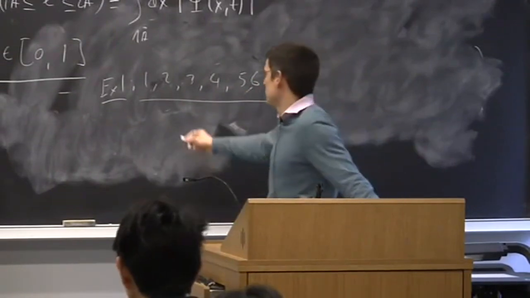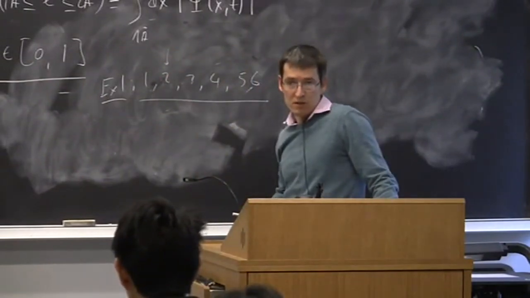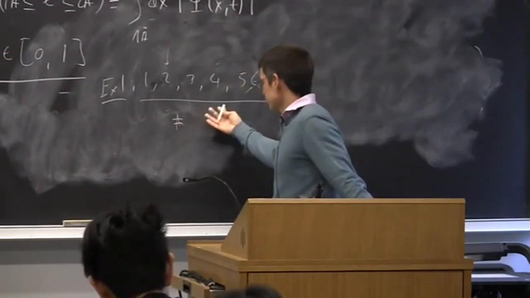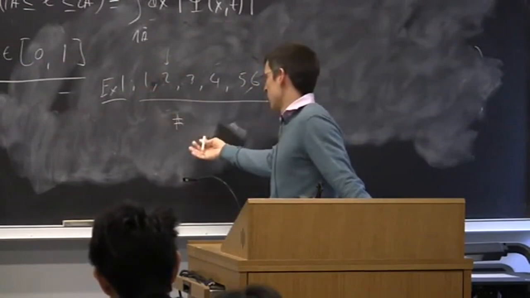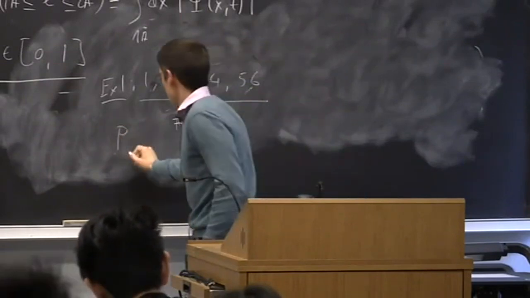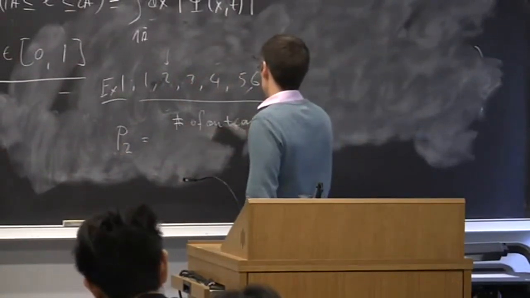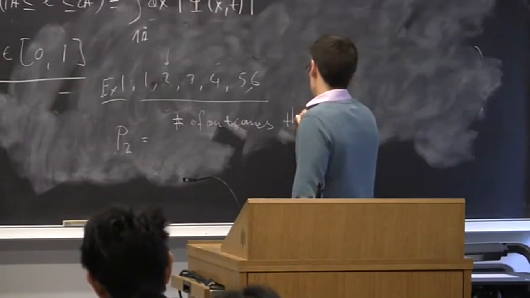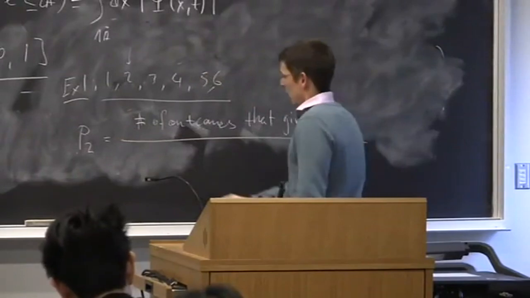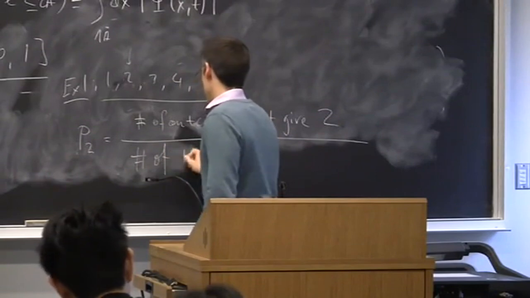So now, what is the probability of getting one of them, right? How do we define the probability in general? It's the number of outcomes that give us 2, divided by the total number of outcomes. So I'm talking about the probability of getting 2 if you throw a dice. It's the number of outcomes that give 2 divided by the total number of outcomes.